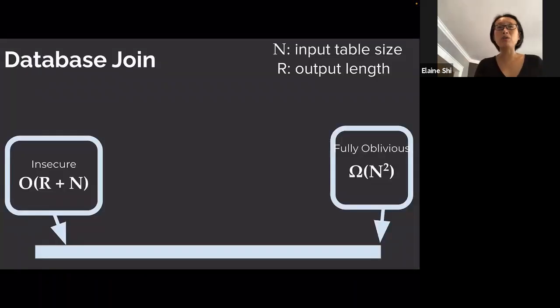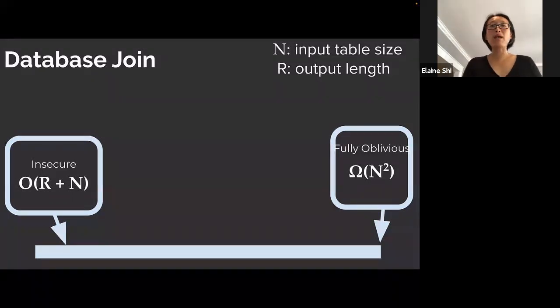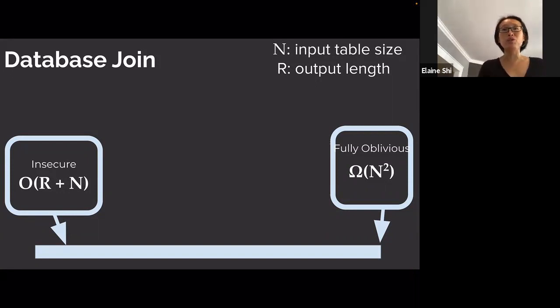So let me first tell you our result. Throughout, I will use the letter N to denote the input size. The letter R denotes the output size. So we know that the best insecure algorithm takes time R plus N. You can achieve this using efficient hash tables. And this is also the best you can hope for, because just to write down the result would take R time, and just to read all the input would take N amount of time. On the other hand, we know that if you insist on obliviousness, you would have to suffer from the worst case cost, which is quadratic.